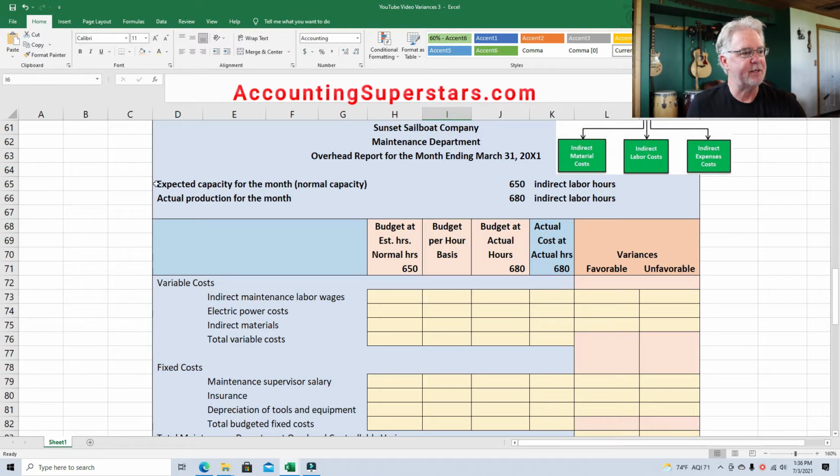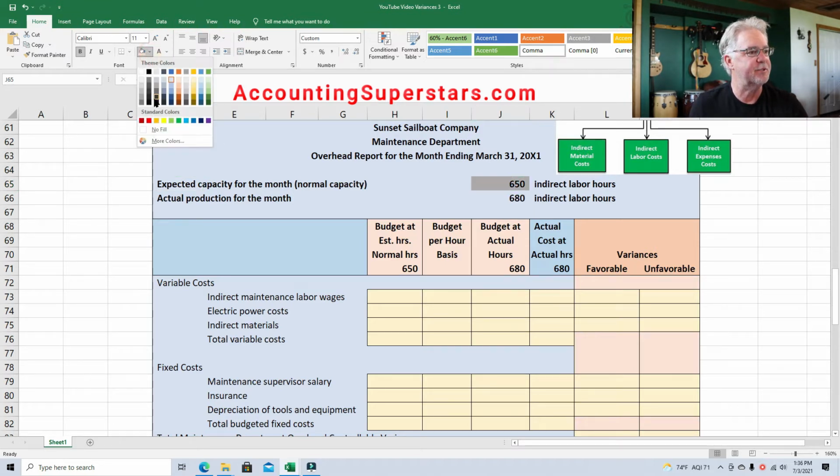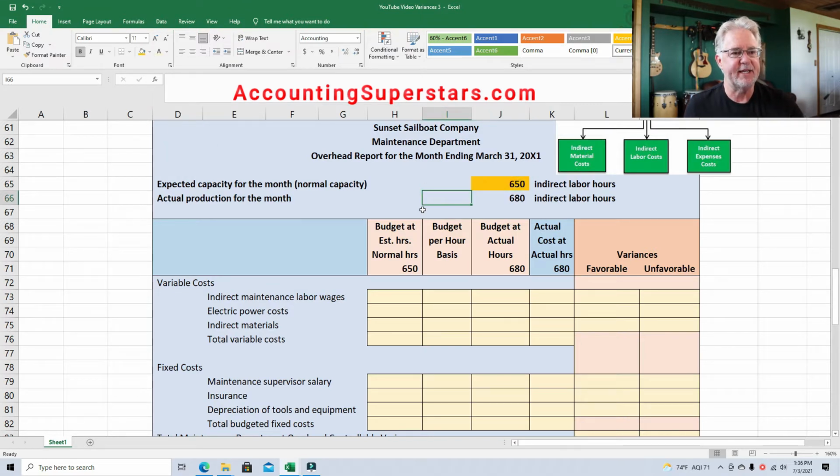So here is what's happening. The expected capacity for the month, that is the normal capacity, is right here, and I'm going to highlight it so it stands out. 650 indirect labor hours. In other words, we're talking about the maintenance department, and they're considered indirect labor. So during any given month, those guys are expected to work 650 hours altogether. Not individually, but all together as a group. And the actual number of hours is 680. So they had to work a little bit more than normal. Let's see what's going on.